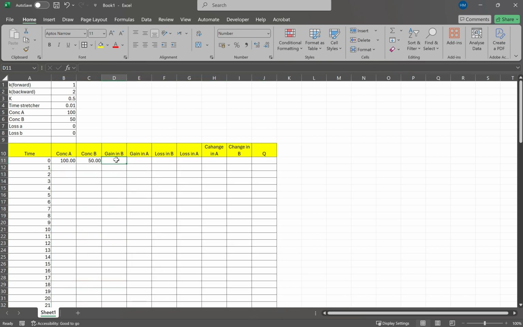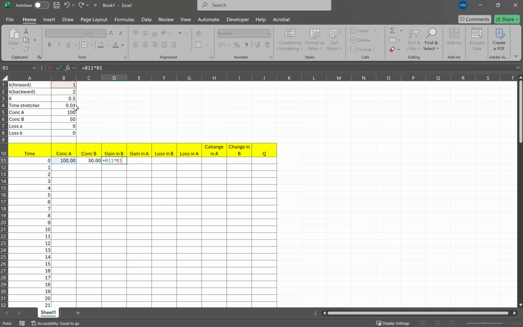Okay, so the gain in B. This is going to be, so the rate equation of the forward reaction, the rate of the forward reaction equals k times the concentration of A. So we're just going for a really simple example here. So I'm going to put equals the concentration of A times by k forward, the rate constant of the forward reaction.